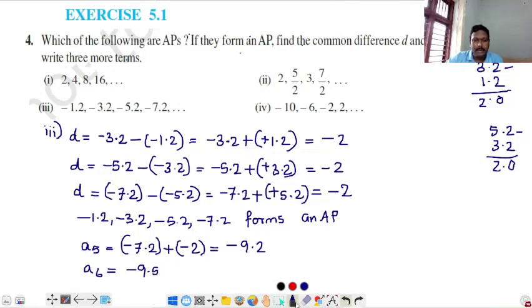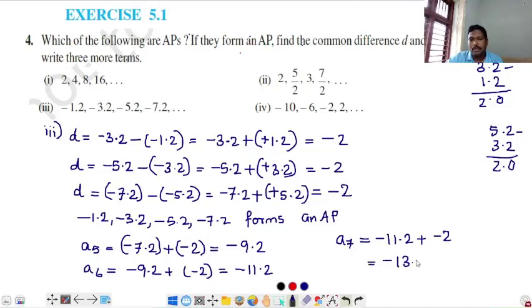Now we can find A6, which is −9.2 plus −2. This common difference you have to add again, then you will get −11.2. A7 also we have to find. A7 will be −11.2 plus the common difference −2, so you will get −13.2. So the next three terms of the AP we also got. Now let us move to question number 4.